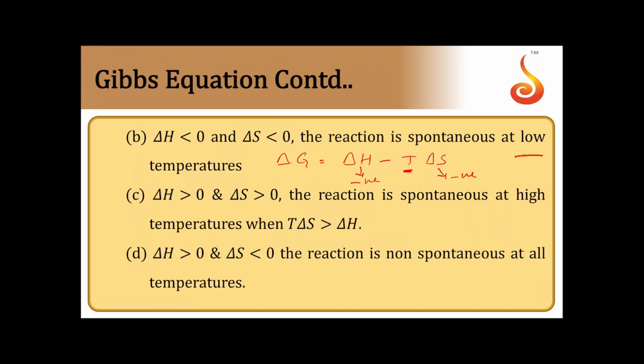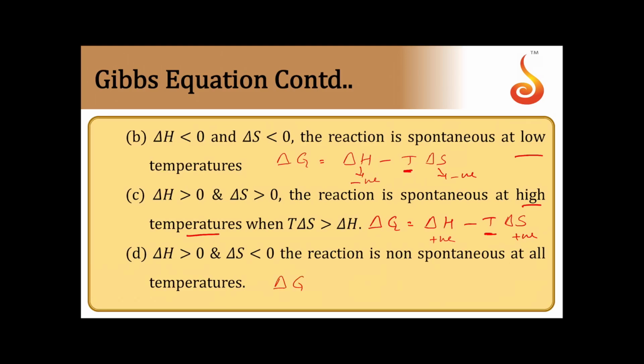If delta H is more than 0 and delta S is more than 0, in delta G is equal to delta H minus T delta S, both are positive values. Here T delta S will be subtracted, so if T delta S outweighs delta H, that is going to be spontaneous. This implies that the temperature must be high. When T is high, T delta S outweighs delta H, and it is going to be spontaneous.